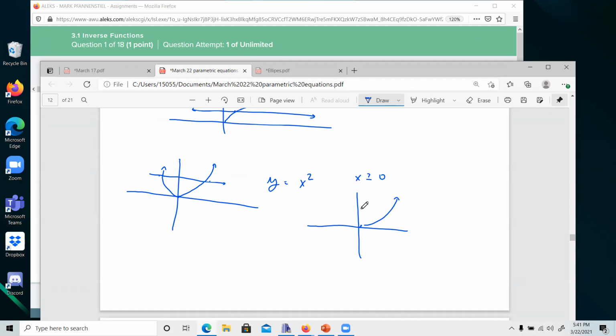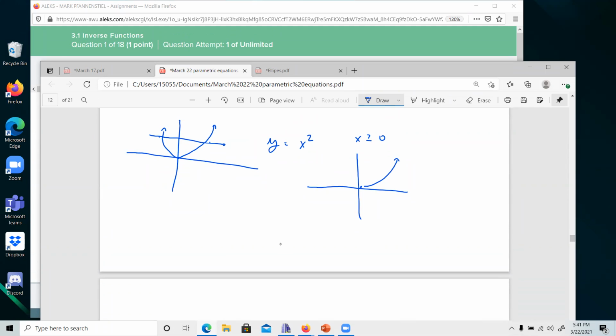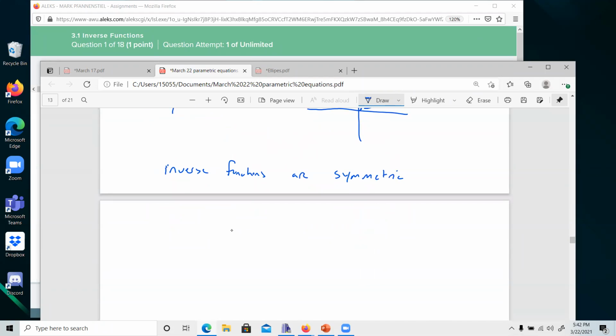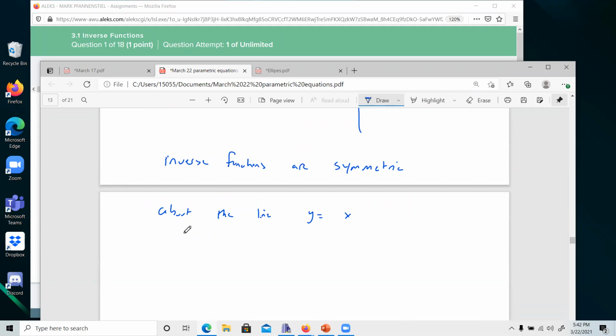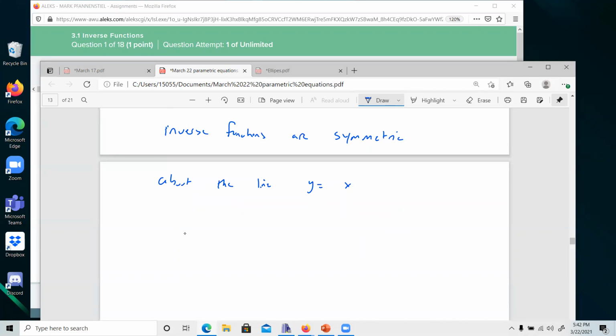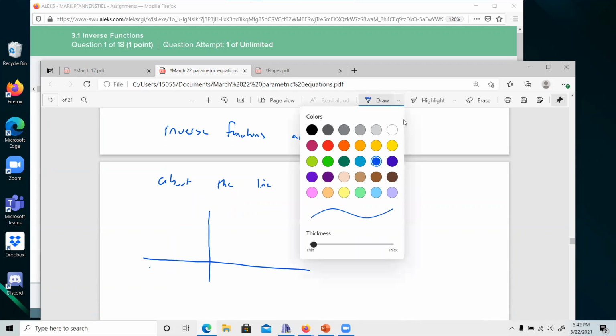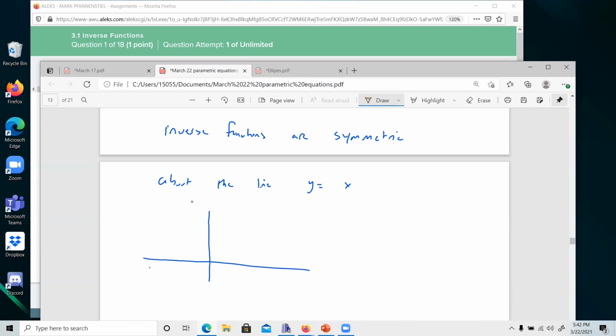Okay. Another thing about inverse functions: they are symmetric. Remember, we covered even and odd functions, but inverse functions are symmetric about the line y equals x. So if we go ahead and graph something, here's my y equals x.